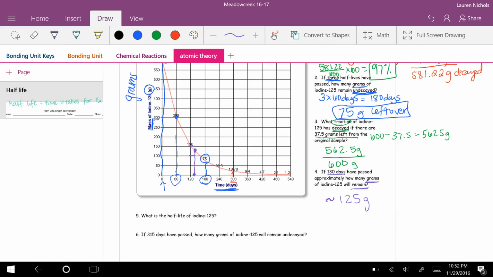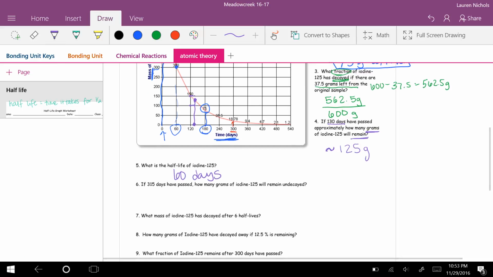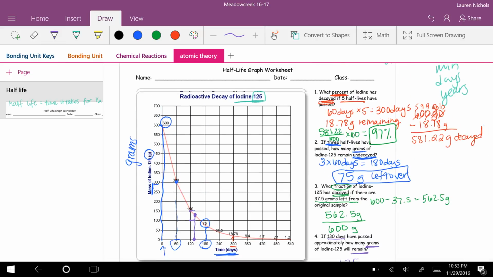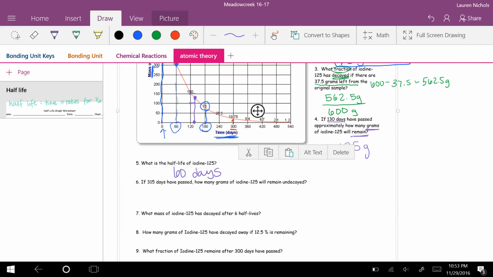Let's look at problem number 5. Problem number 5 is what is the half-life of iodine 125? Well, that's easy. We've already figured that out. We know that the half-life of iodine 125 is 60 days, okay? Our one half-life. It's not a trick question there trying to mess you up. We know that it takes 60 days to go from 600 grams to 300 grams. So let's just continue on here.